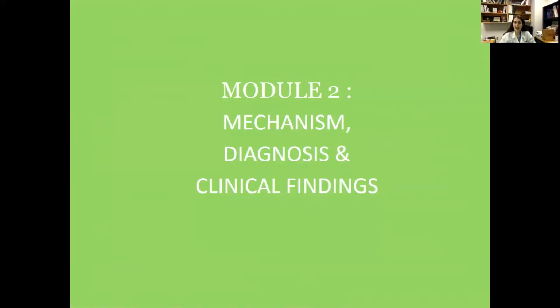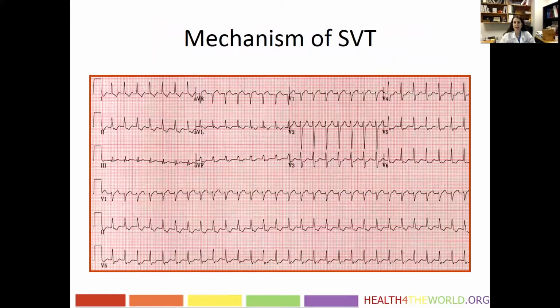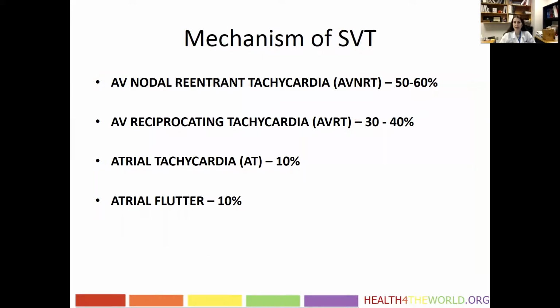We're going to talk now about the mechanism, the diagnosis, and the clinical findings of the supraventricular tachycardias. There are four main mechanisms of supraventricular tachycardia, and that includes the AV nodal reentrant tachycardia, most frequently, as we discussed, the AV or atrioventricular reciprocating tachycardia, 30 to 40% of the patients, atrial tachycardias, and atrial flutter.